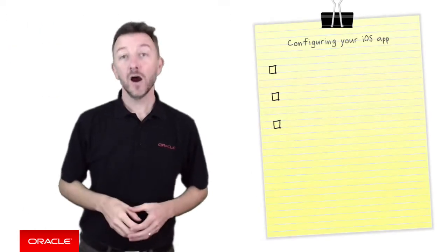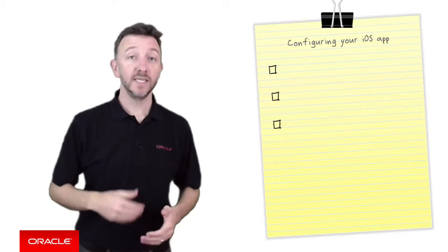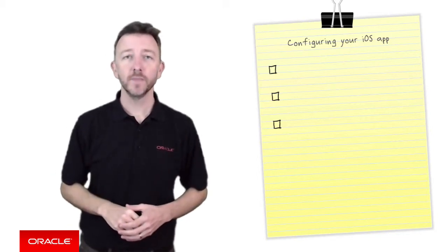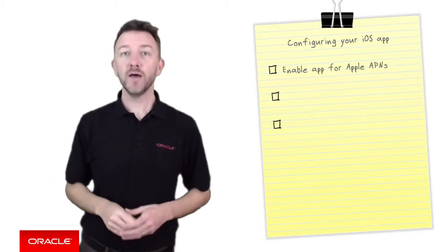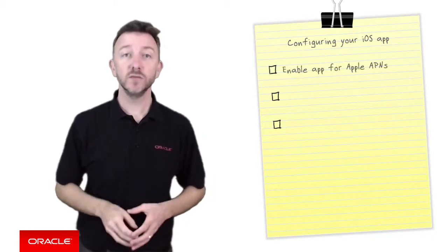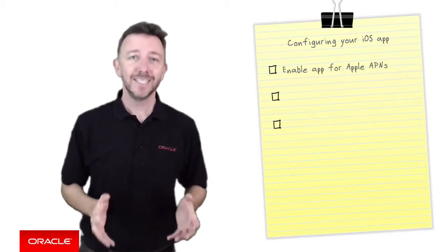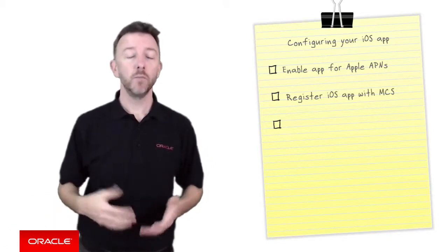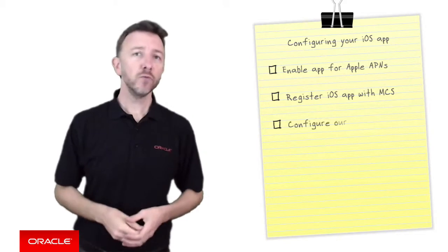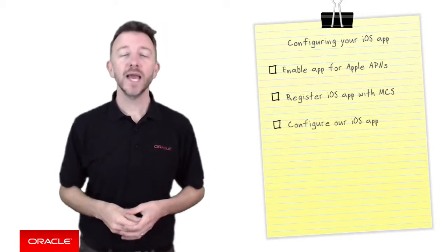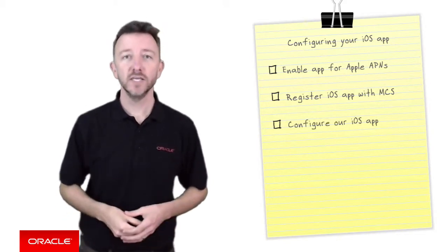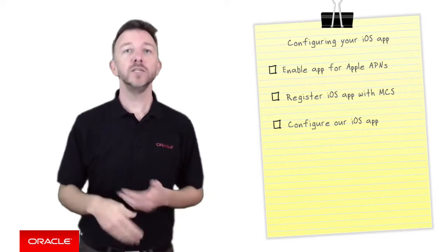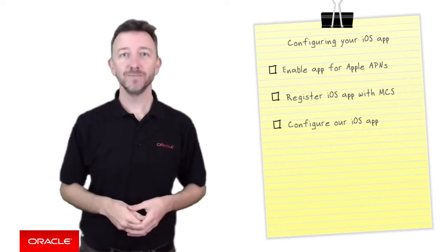In order to get our iOS applications to work with MCS notifications, there's essentially three broad tasks we must undertake. First, we must enable an app for Apple's push notification services with Apple itself. Second, we need to register our iOS app in the MCS user interface under the mobile backend. And then third, we need to configure our iOS app with the actual code to make use of push notifications. Each of these three broad tasks has a number of steps, and so we're going to drill into that in this specific video.